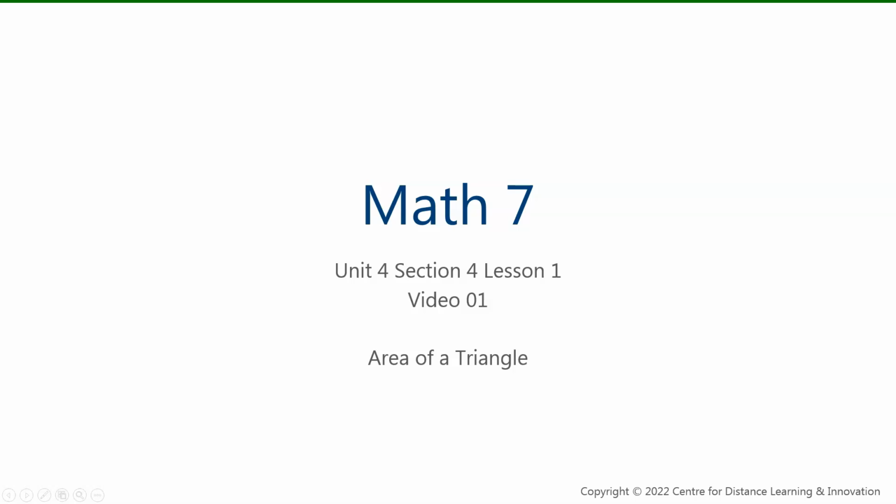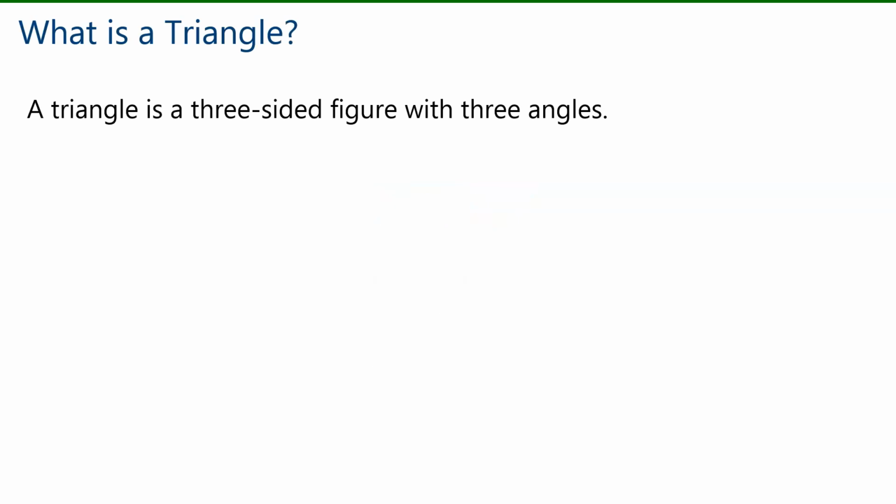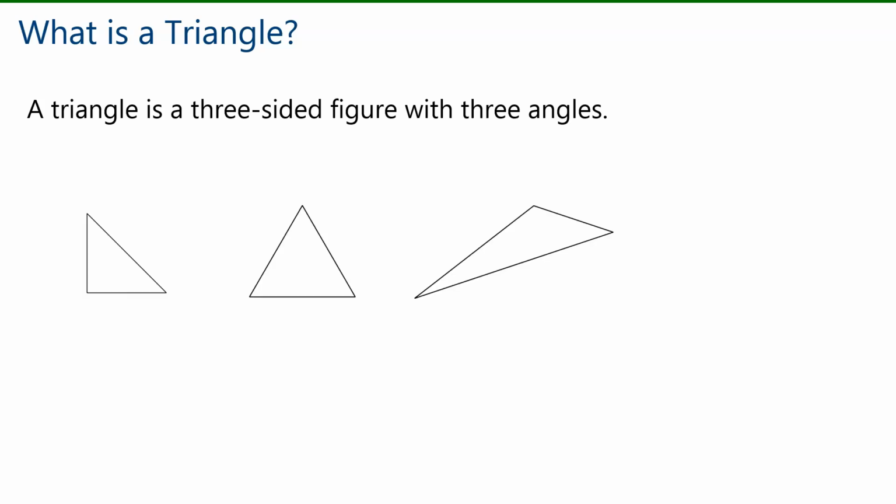Welcome to Section 4, Area of a Triangle. In this video, we'll have a quick review of triangles as well as labeling them. So a triangle is a three-sided figure with three angles. So here we have some triangles.